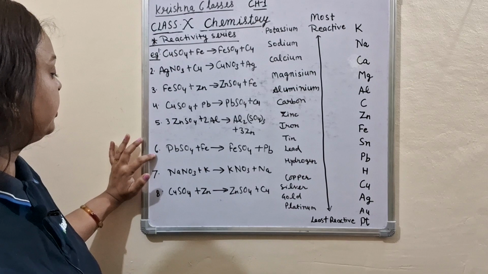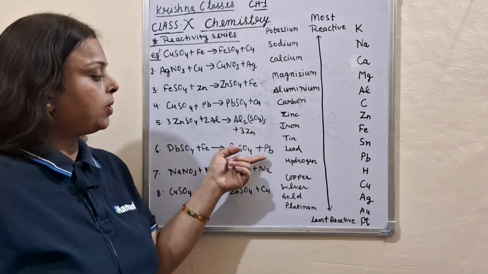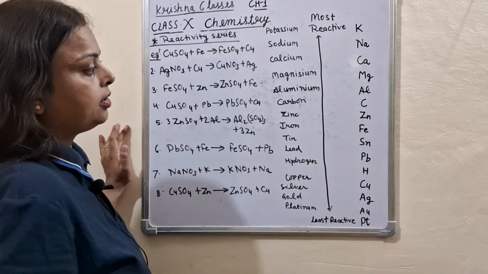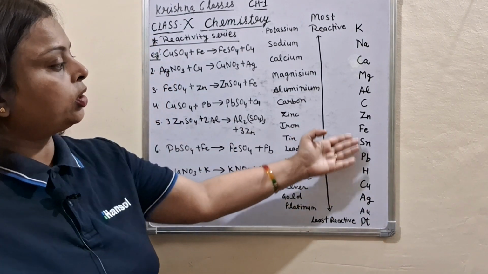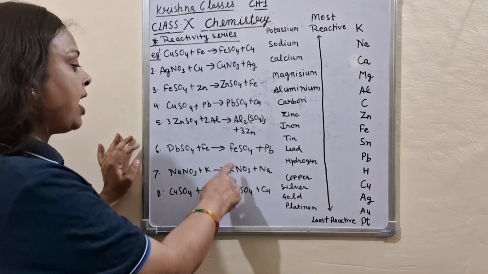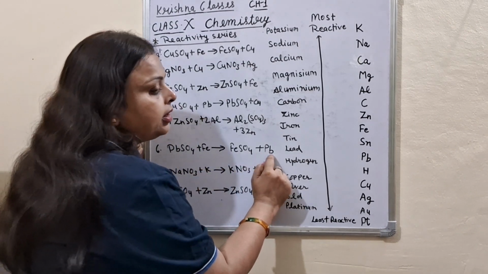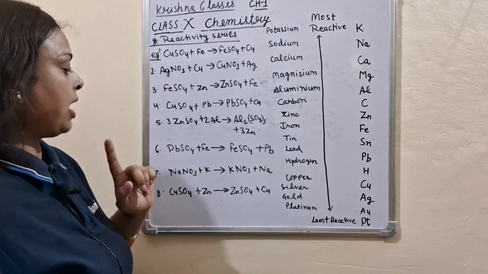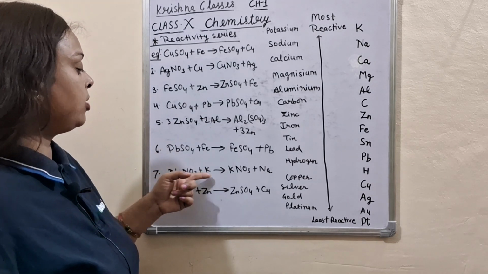Now come to the sixth example. Lead sulfate plus iron gives iron sulfate plus lead. Where is iron present? Iron is here, and lead is below the iron. That's why lead is less reactive than iron. That's why iron replaces the lead very easily and forms ferrous sulfate, and lead is liberated, because lead is less reactive than iron.